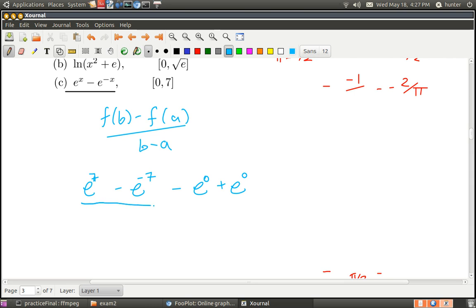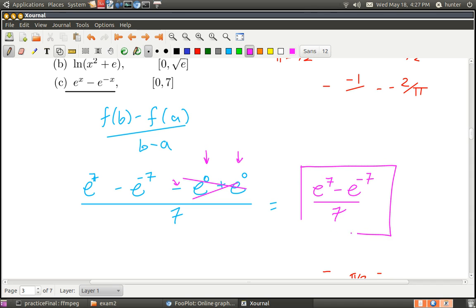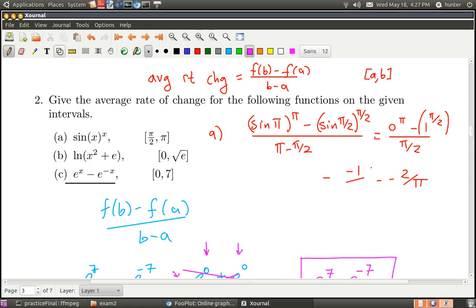And this is all over 7. So what have I ended up with here? These two things are both 1, right? That's 1, that's 1, this one's negative, the other one's positive. That means they kill each other. And so what I have left is e to the 7 minus e to the minus 7 all over 7, and I don't think there's any way to make that remotely nicer. So that's the answer. And great, problem 2 is done.